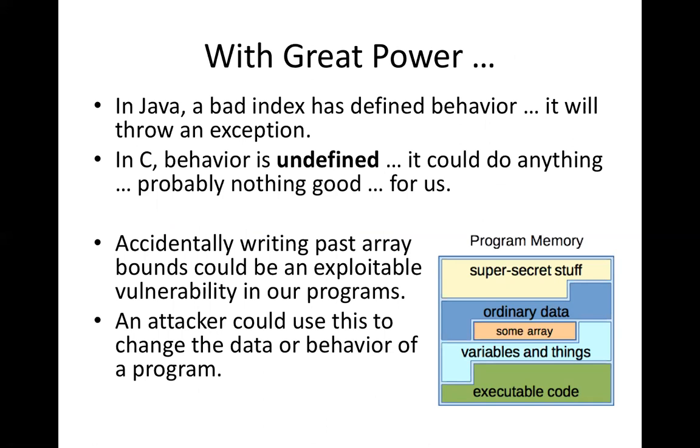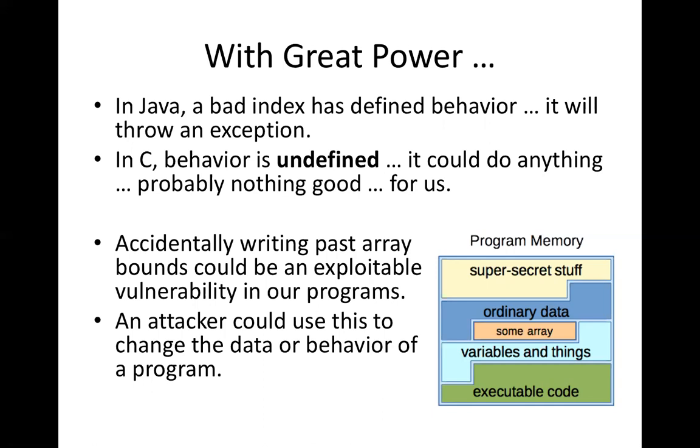Here I'm trying to show that since C doesn't do anything to prevent you from accessing past the bounds of an array, any array is potentially a way of accessing any of the memory of your program. Let's pretend you have an array here in the middle of the memory of your program. If you index past the end of it, you could be accessing other parts of your code or other parts of your program off this end of your array. If you accidentally use a negative index, you could accidentally be accessing stuff earlier in the memory of your program.